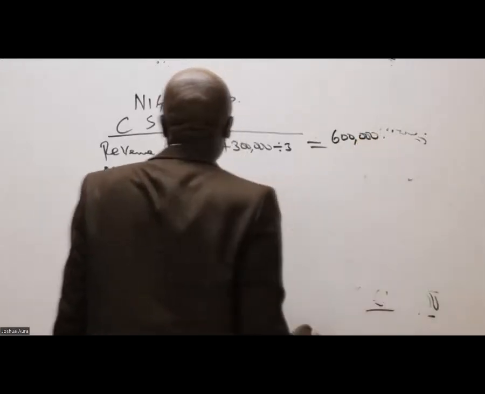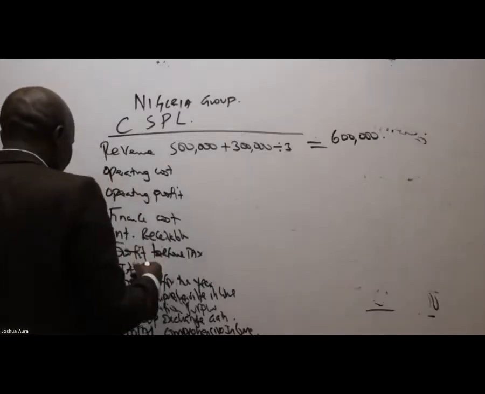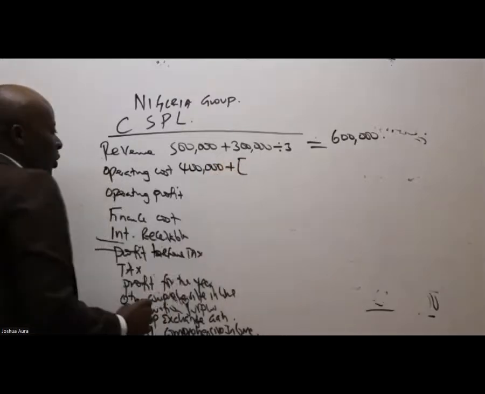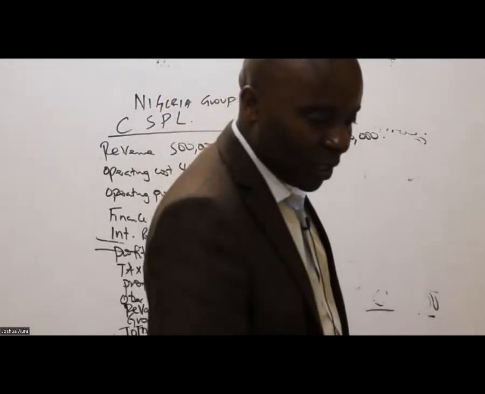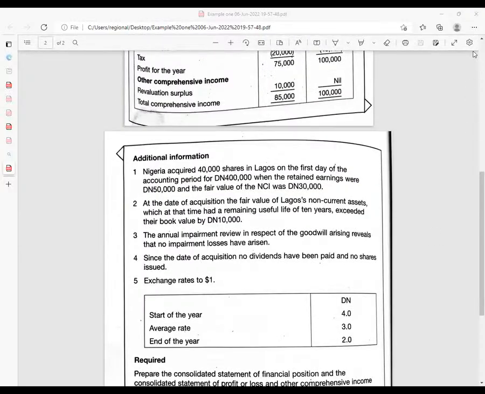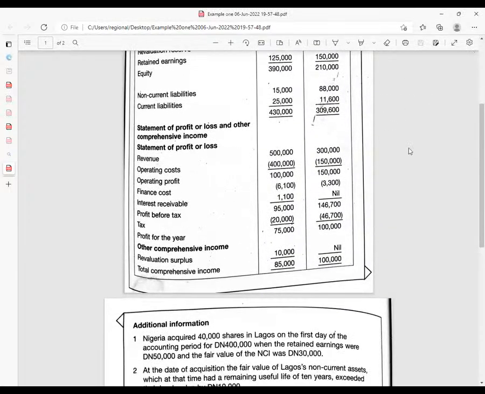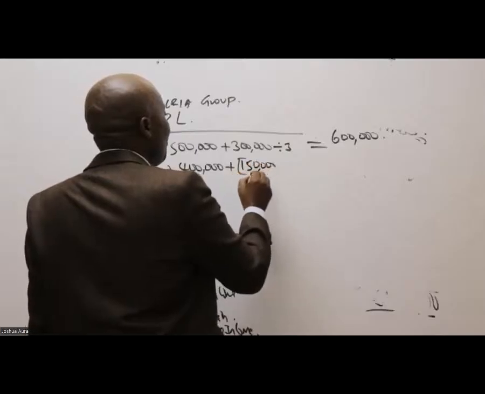600,000. And then we have, ladies and gentlemen, operating cost. Operating cost, I will take 400,000 plus the operating cost of the subsidiary. Wamekupatia hapa. Operating cost of the subsidiary, you can see it's 150,000 DNs. But remember, there is another operational cost that so many people will forget.